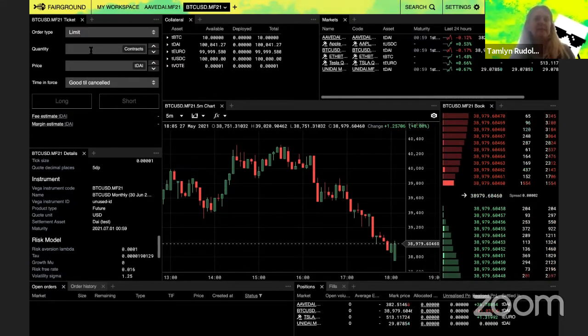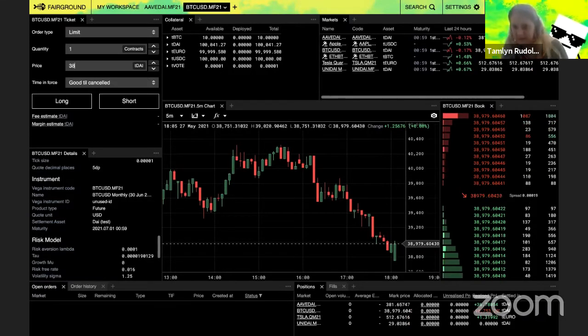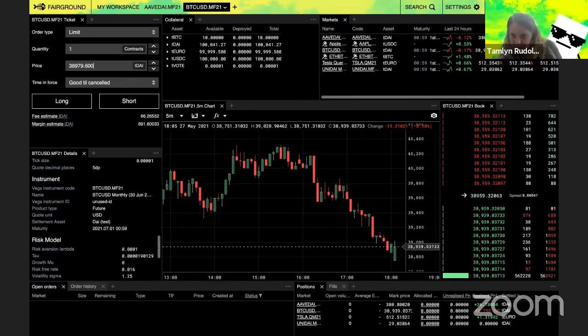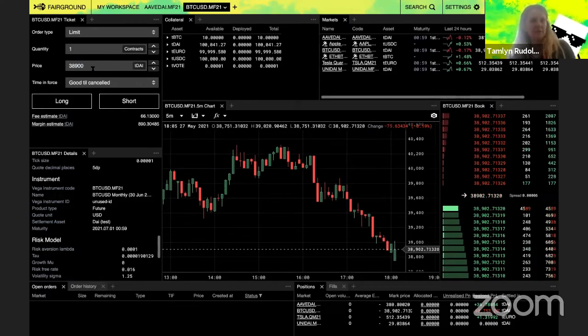A limit order basically allows you to set a limit price on the volume that you're willing to trade. So let's just start with a quantity of one, nice and easy. And let's say that I want to buy, but I don't really want to pay as much as the best bid at the moment. So I might put in a price that's 38,979.600. Ooh, has that just moved massively? It has. I'm going to put in a really low 38,900. I don't think I need the decimals, but I can add them in there.